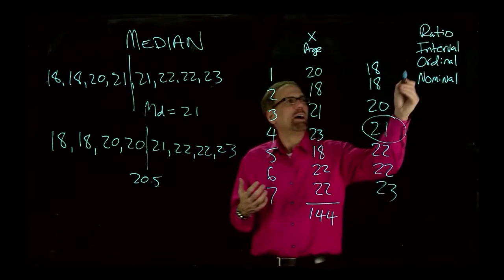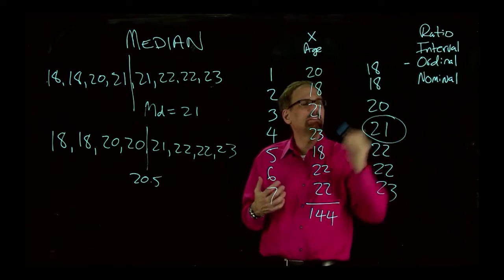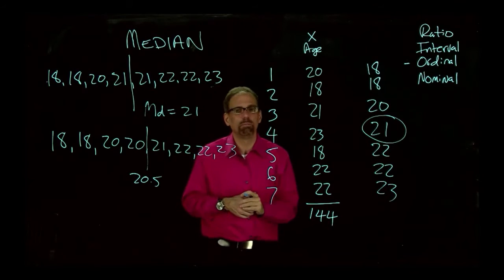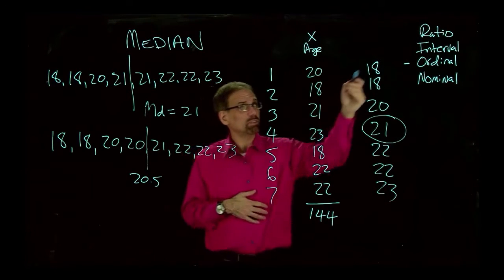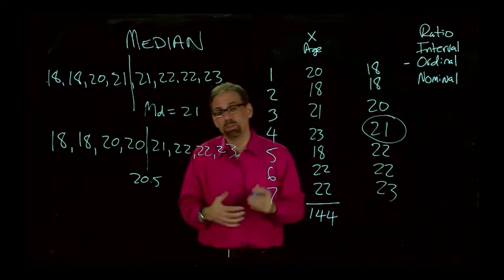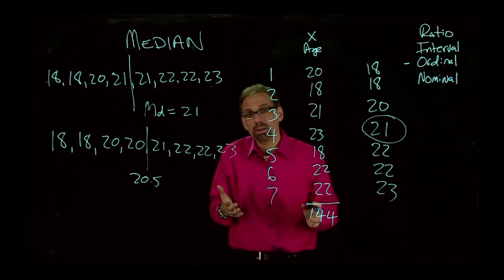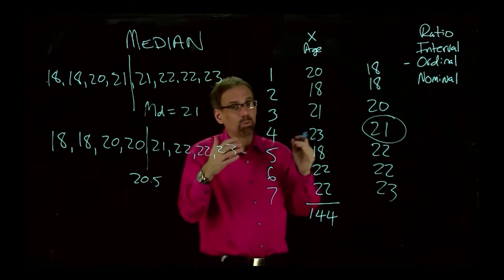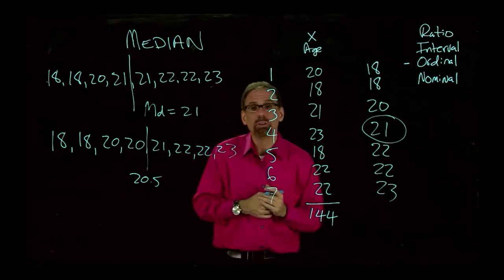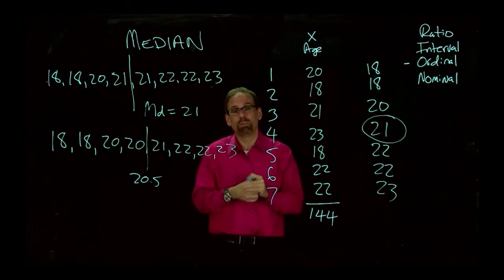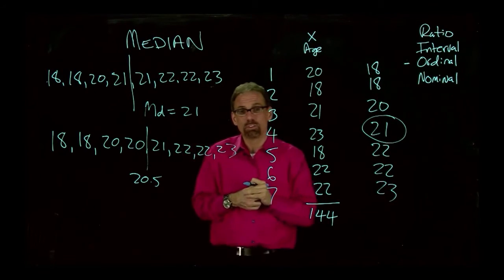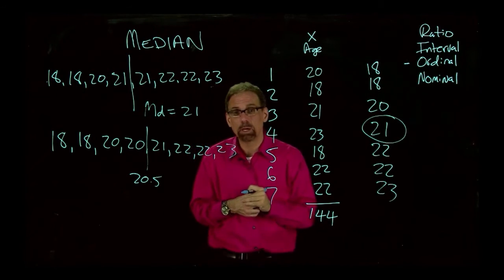And so what I really need in order to do the median is I need at least an ordinal level of measurement. Now I can use interval or ratio level data too, because I can still put them in order, right? But I can get away with doing the median with ordinal data too, and that can be very helpful in different circumstances with statistics, okay?